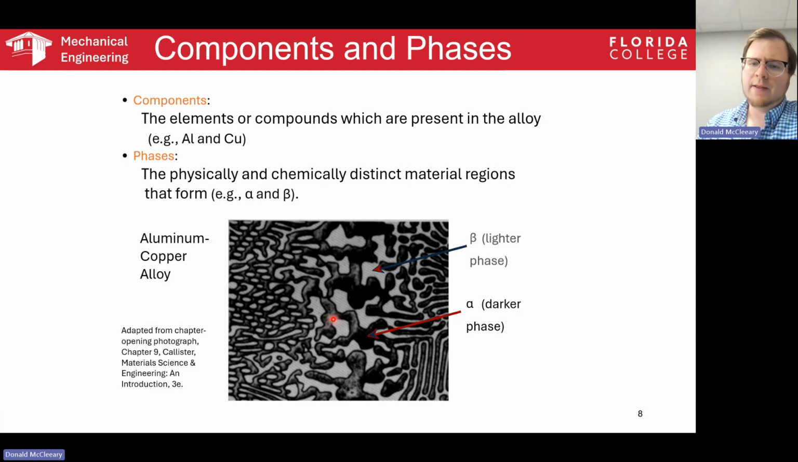The phases are the physically and chemically distinct material regions that form, and they've got this nice little picture here. So you have a beta phase, which is the lighter, kind of nicely colored one with the little lines through it, which is interesting. And then you have alpha phase here, which is the darker phase. So this is an example of a solid object, and I think this would be referred to as pearlite. But this is your aluminum copper alloy.